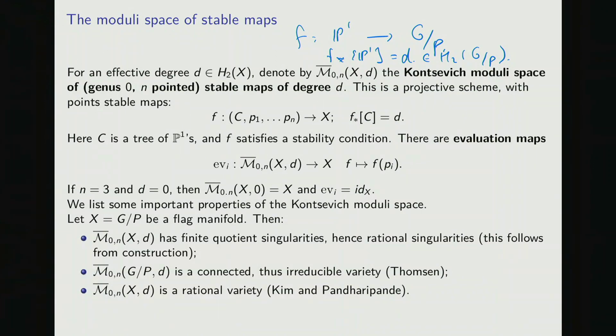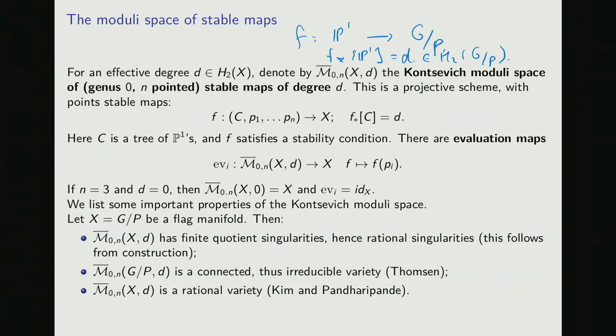As I said, this compactifies just maps from P1 to G mod P of a fixed degree. And what are the objects? Well, an object in this moduli space is a map. So how do you compactify it? It is a map from a rational curve C. This C here is just a tree of P1s. And this rational curve has some marked points on it, which have to satisfy some conditions, which I'm not going to get into. But the map is a map of degree d. So if you push forward the fundamental class of C, then you get the specified degree.